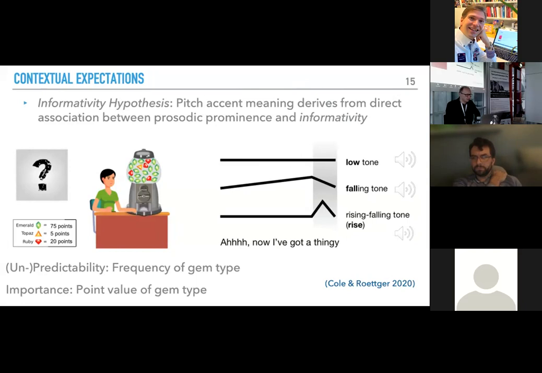And probably, since you can't, or should I try it again, Ollie? No, doesn't make any sense. So I produce it. I hope this is, maybe Jennifer will set this straight afterwards. So the low tone: now I've got a thingy. Something like that, quite monotonous. The falling tone is: now I've got a thingy. And the rise-fall is: now I've got a thingy.